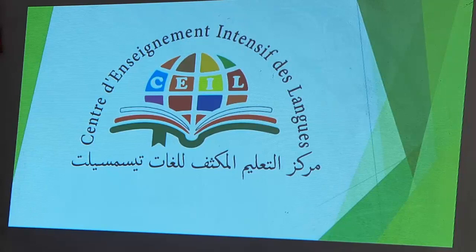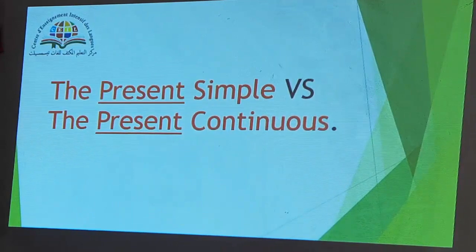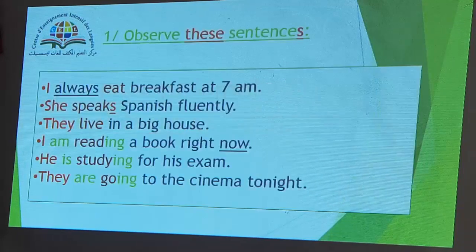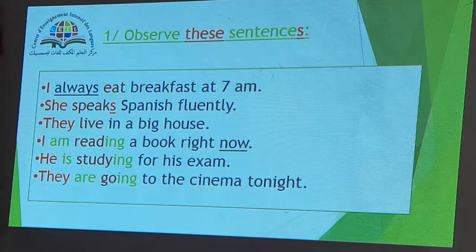This is one of the most important lessons in our curriculum. It is designed for beginners and advanced levels. It is important to understand the difference between the present simple and the present continuous. So, I am going to present some examples. Then you have to focus and try to spot which tense is used in each sentence. Okay, let's start with the first one.